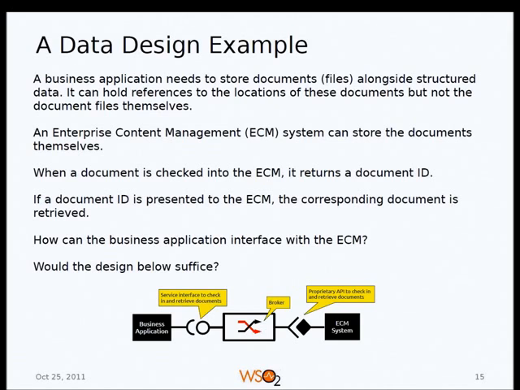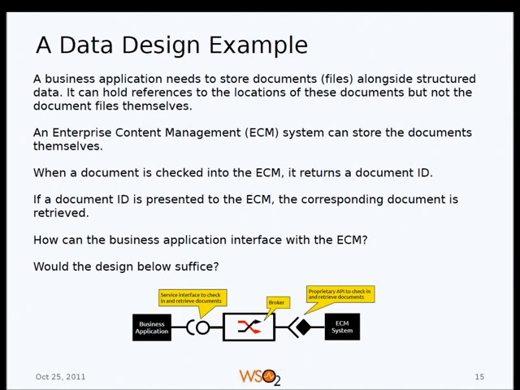So looking at this design, does this look right? A business application checks in a document. The broker calls the ECM system to check it in. The ECM system returns the document ID. The broker passes it back to the business application. The application stores the document ID. When the application wants the document back, it passes in the document ID. The broker passes it to the ECM system. The ECM system retrieves the document, passes it back to the application. So you might think of the document as being streamed through it, but in practice, probably what happens is it gets copied to a different file location, and that location is passed back. Anyway, does this design look reasonable?